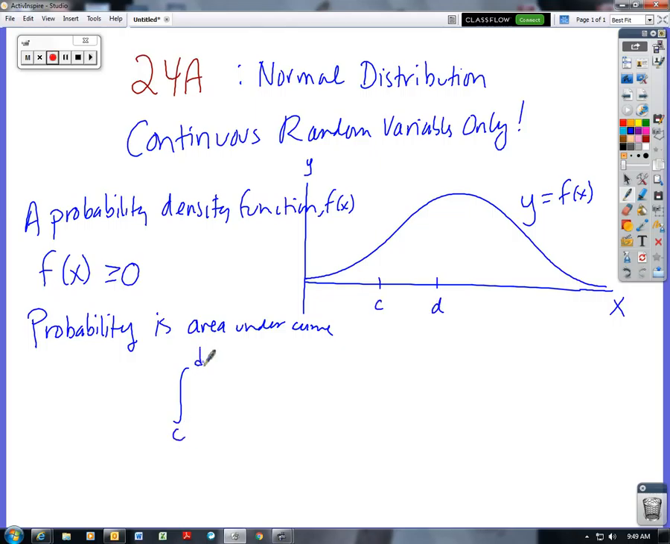Now notice I had said that this is for continuous random variables only. So you're always going to be finding the probability of an interval, not an exact number. So say you're finding the probability that the x values fall between some c and d values, then you would take the integral of f of x dx. And that would equal the probability that x is between c and d.